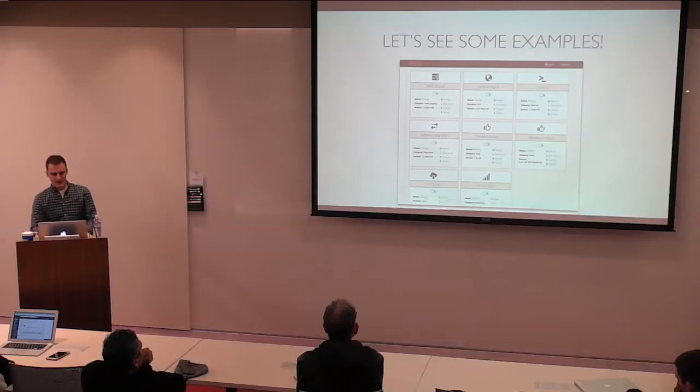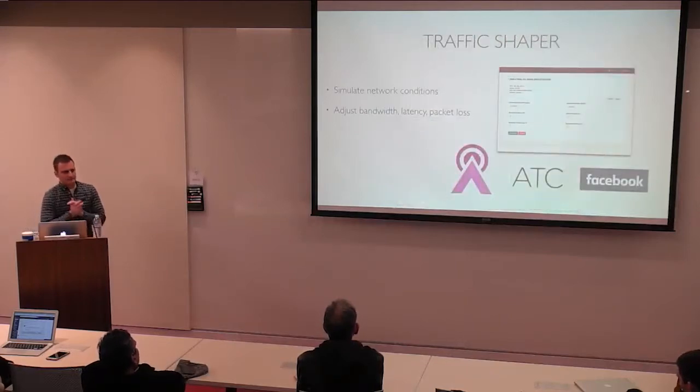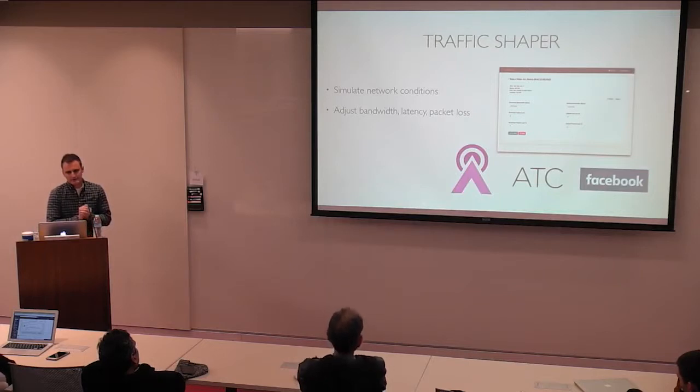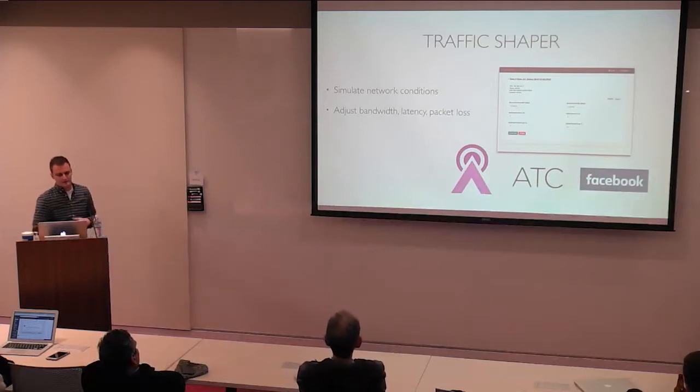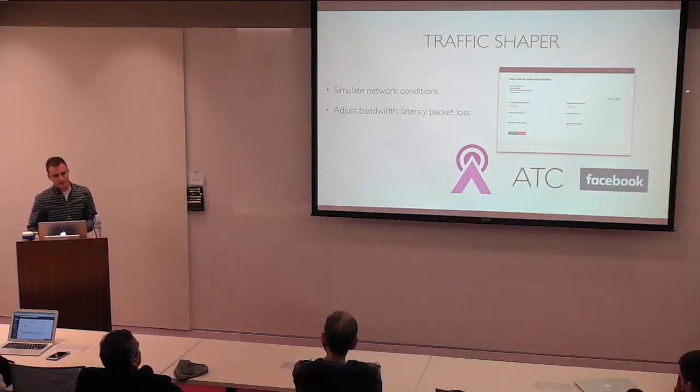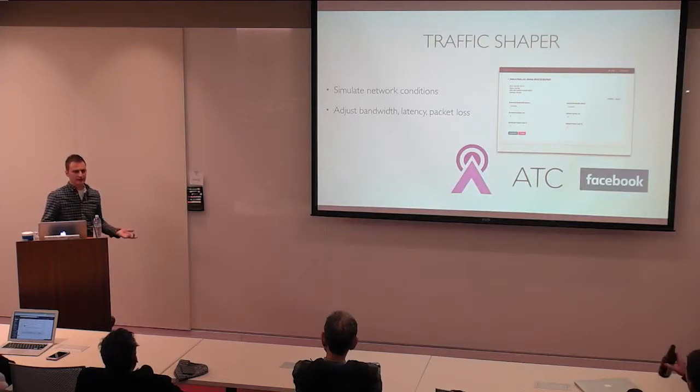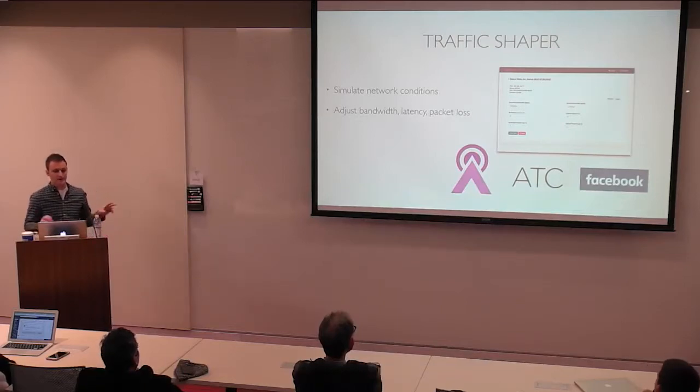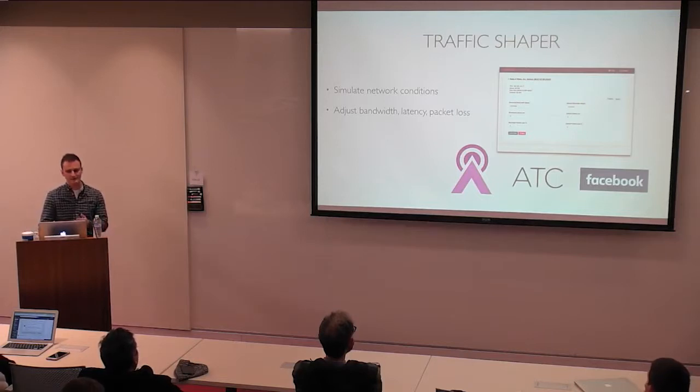So let's see some examples. The first example is a fairly common use case for testing applications, particularly on devices: a traffic shaper. We want to simulate different network conditions, so we can adjust the bandwidth, latency, packet loss, things like that. This is particularly interesting because Facebook has a great tool for doing just that called the Augmented Traffic Control utility. We were able to take that and just wrap it up into an array module and give it a little user interface. Now we can easily shape all of the traffic of all these devices.